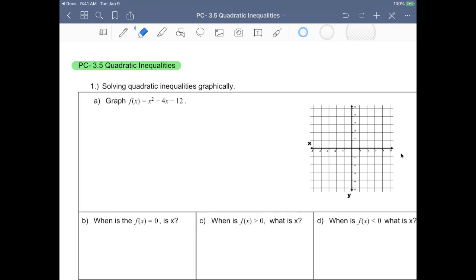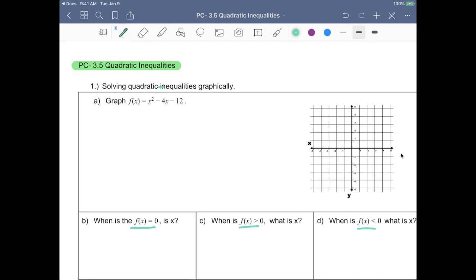Okay, we're going to look at quadratic inequalities. So first we're going to graph the function x squared minus 4x minus 12. Looking ahead, I can see that we're solving for when the function is equal to 0, greater than 0, and less than 0. So I'm going to use x-intercepts to graph.